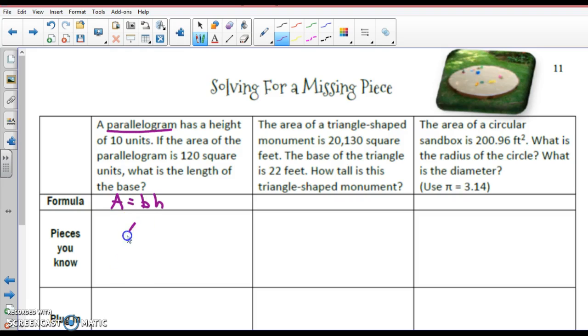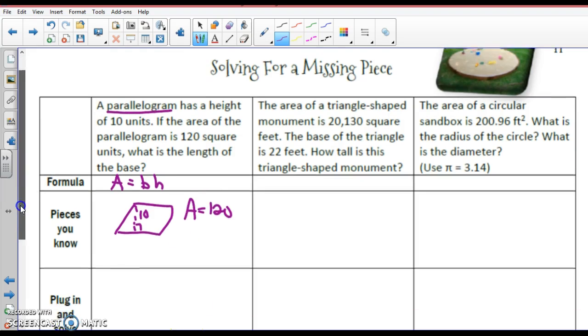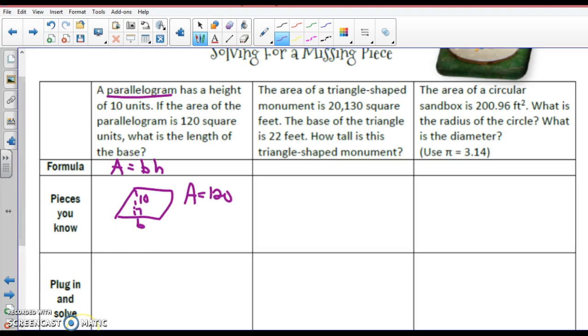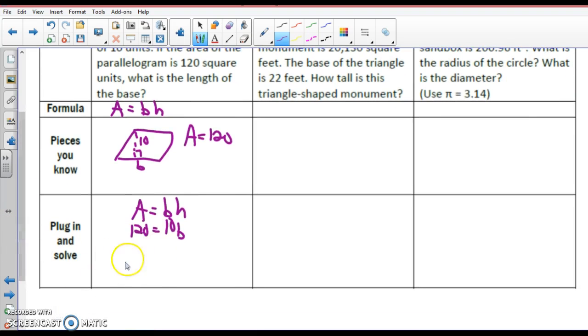I'm going to draw a picture. Not a very good looking one, but you get the idea. And it says it has a height of 10 and an area of 120. What's the base? We don't know, so I'm putting B there. So let's write the formula down. Area equals base times height, and let's substitute in what we know. Area is 120. The base we don't know, so I'm going to keep that B, and the height is 10. There we go. I can solve this by dividing both sides by 10, so the base is 12.